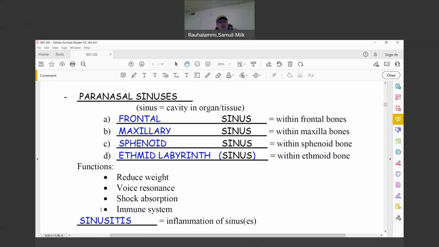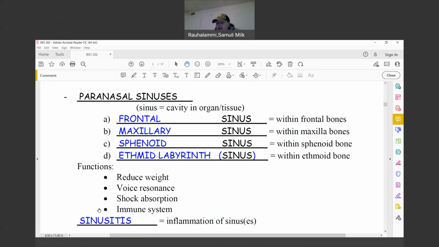And of course, the final example of the functions of paranasal sinuses goes with sinusitis, the inflammation of sinuses. Remember, the term itis always refers to inflammation of something in medical terminology, and in this case it's going to be sinuses. So there is potentially an immune system role with the paranasal sinuses as well.